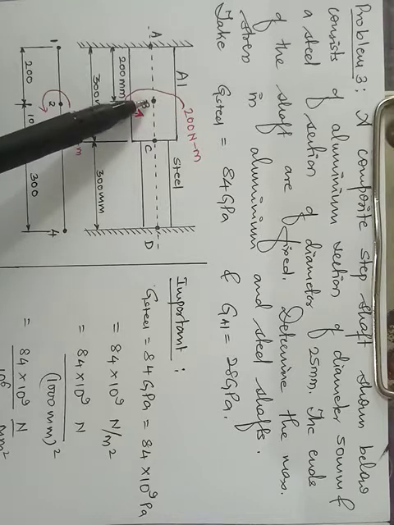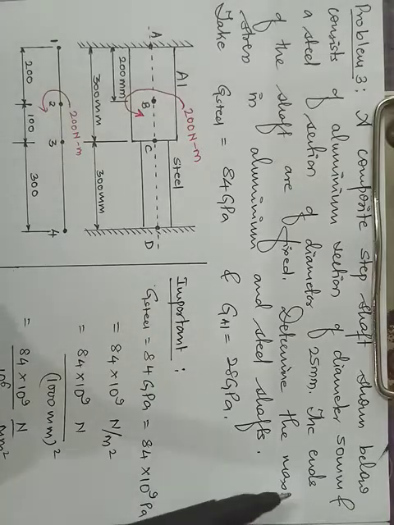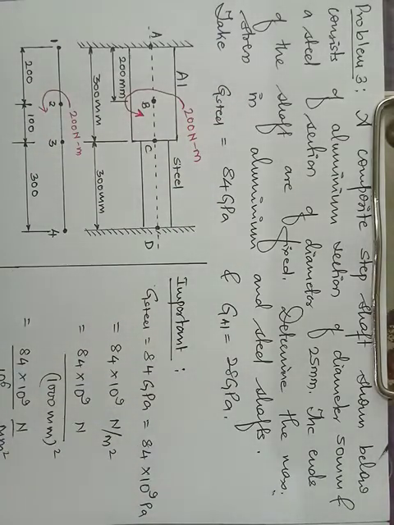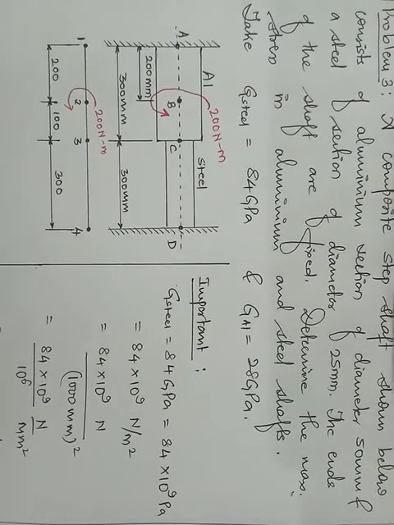Torsion is acting at this particular point, right? Then he has asked us to find out the maximum stress in aluminium and steel shafts. So I need to find out the maximum stresses. If I want to find the maximum stresses, first I need to find the angle of twist. So without finding angle of twist, it is impossible to determine the stresses using FEA, right? So indirectly he is asking us to find out both angle of twist as well as the shear stresses in both the materials.